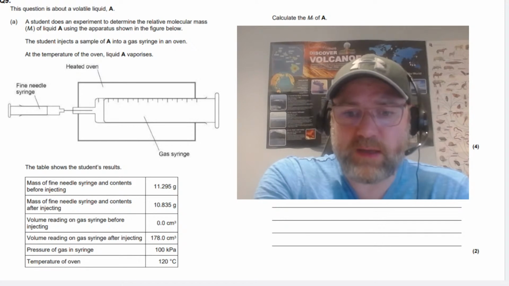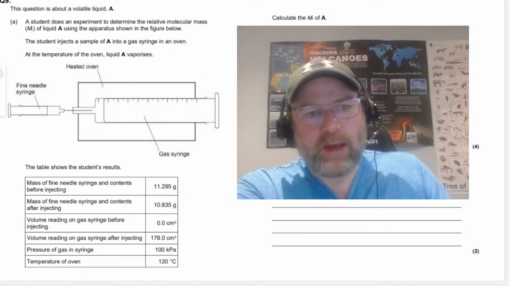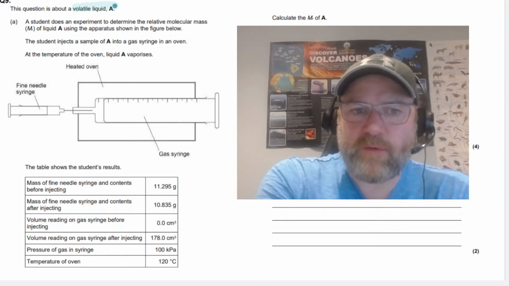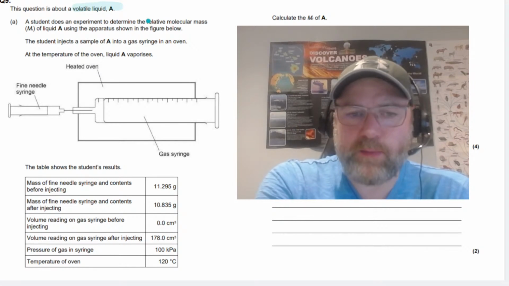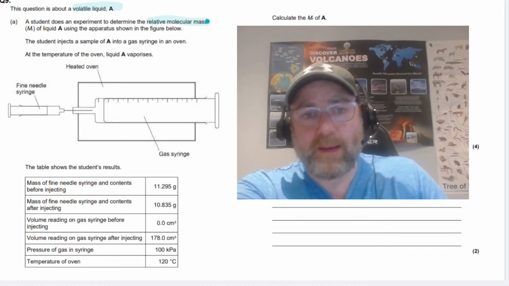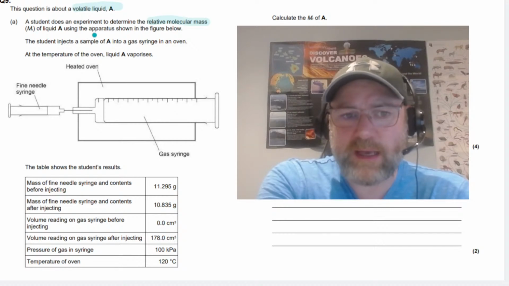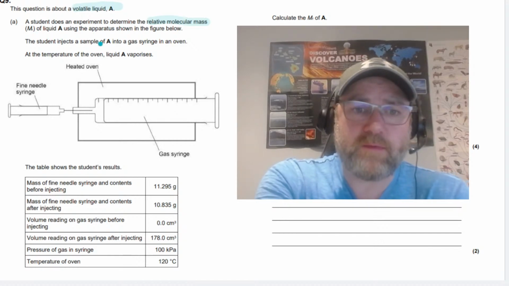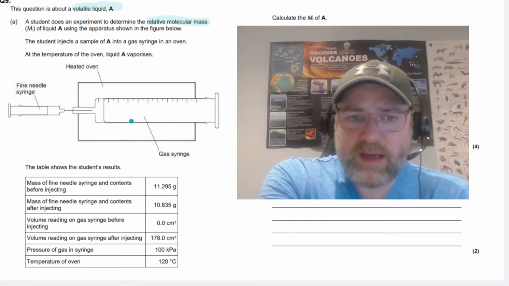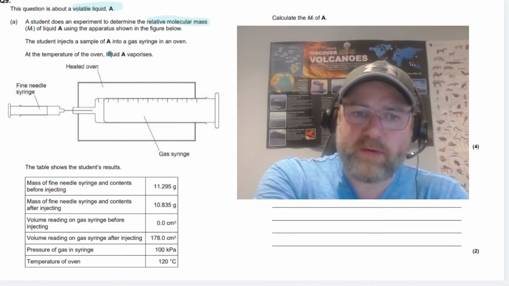First question is on the ideal gas equation, so let's go. Now, this question's about volatile liquid A. Just highlight the key points. Make sure you always highlight. We want to find the relative molecular mass, so the MR is what we're going to be looking for. It says an experiment was done to find the molecular mass, the MR. A student injects a sample of liquid A into a gas syringe in an oven, so we're heating it here in this oven, and we've got a gas syringe to measure the volume of the liquid once it vaporizes.